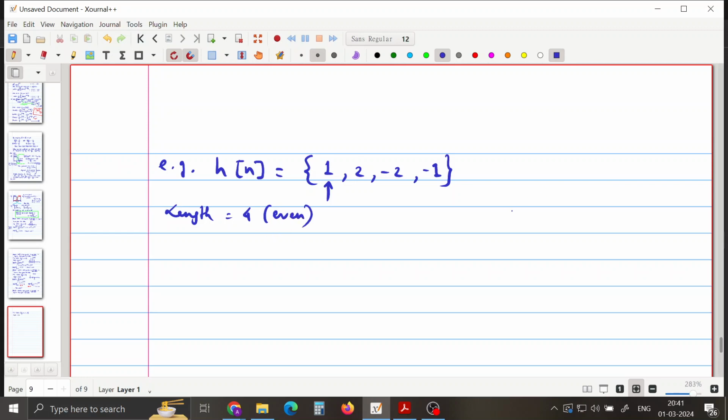And if you plot the impulse response, at n equals 0 you have the value 1, at n equals 1 you have the value 2, at n equals 2 you have the value minus 2, at n equals 3 you have the value minus 1. So this is your h of n. So you see clearly there is an odd symmetry that exists here, or an anti-symmetry, correct?